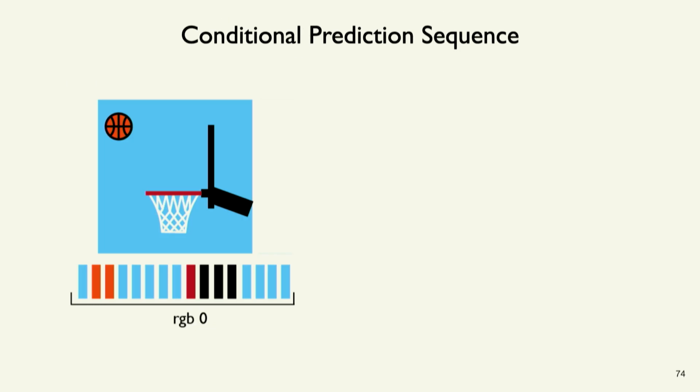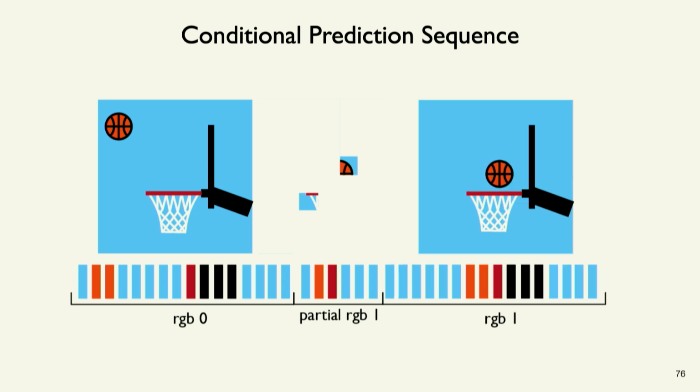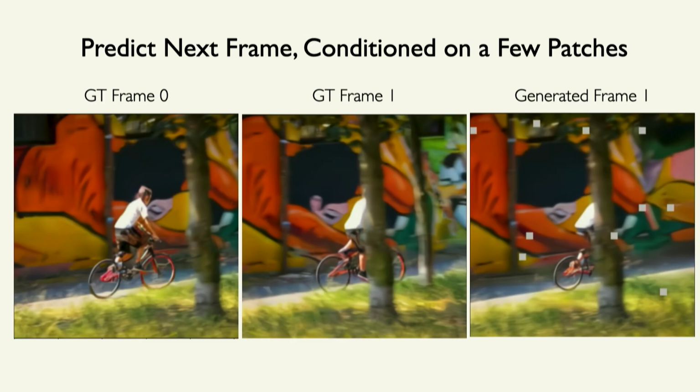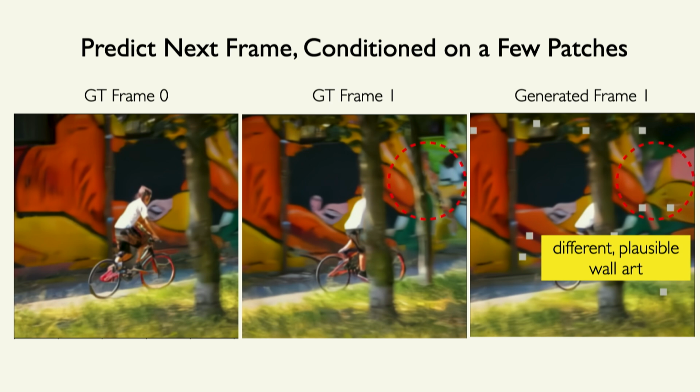But we might be able to modify our prompt just a little bit to basically constrain our predictions. So for example, we can take a few patches from the next frame and just give that to the model and have the model predict around that. So in this example, we give it frame 0 and just those little gray patches of frame 1, and it really tightly constrains the prediction. It even figures out that there's an occlusion here with this tree and hallucinates a different type of wall art from the ground truth that still looks good and plausible, it's just not constrained by what we revealed.